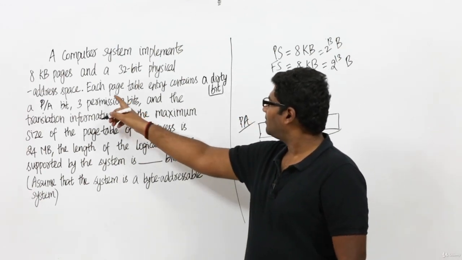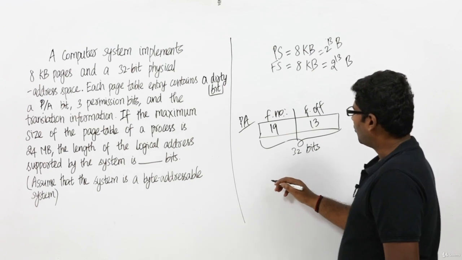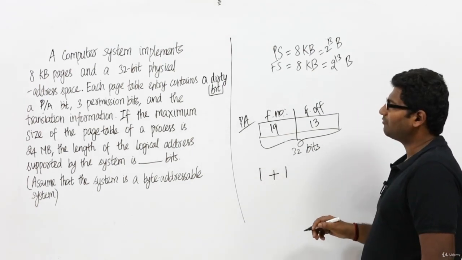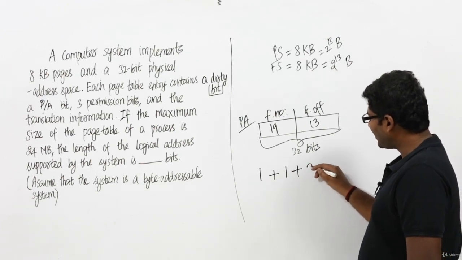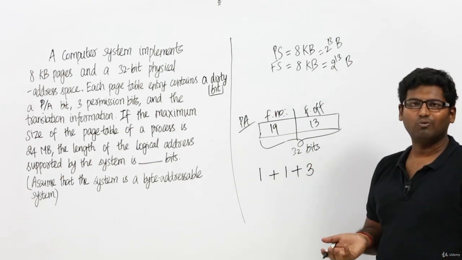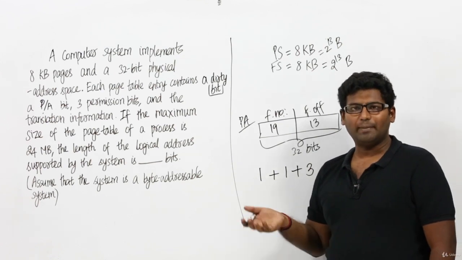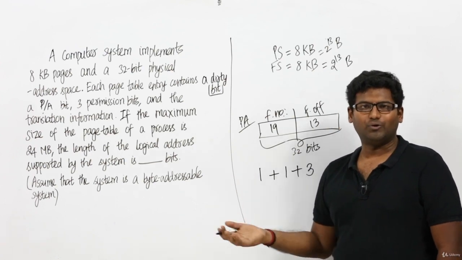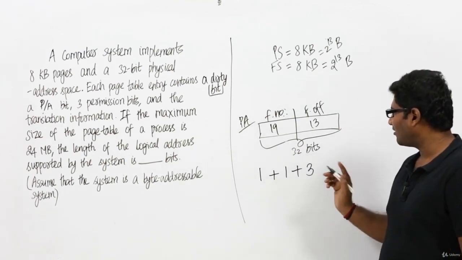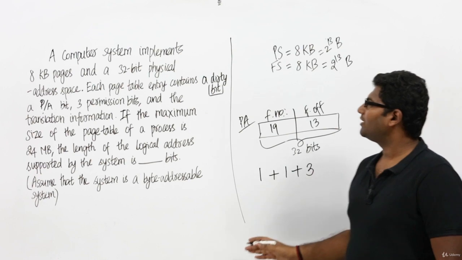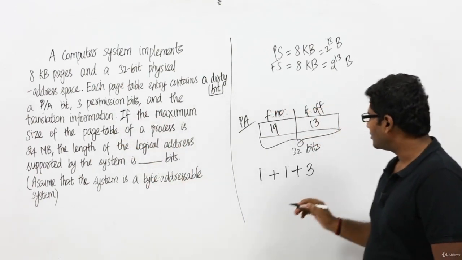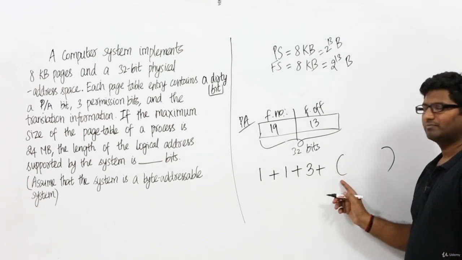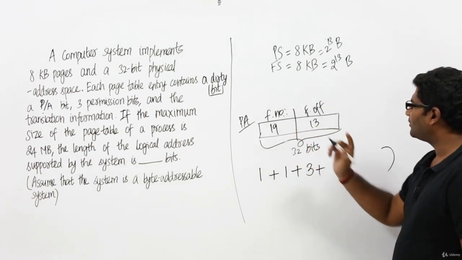So a page table entry is going to hold one dirty bit, one present or absent bit, and 3 permission bits. Maybe there might be more than 4 types of permissions: read page, write page, read or write page, read, write, execute page, something like that. That is not important, but they have given that we need 3 bits to indicate the permission bits. Also, they have given translation information, which they have not specified, but we have actually computed it here.